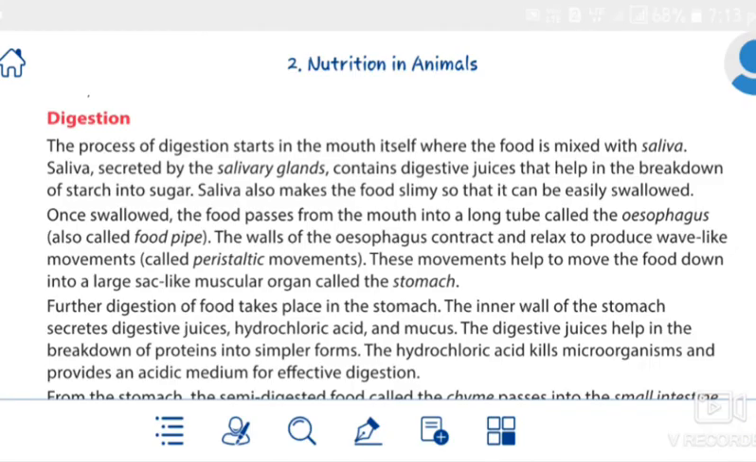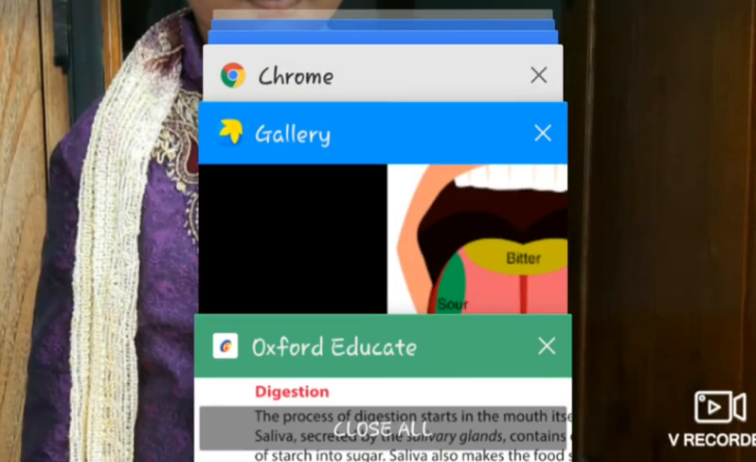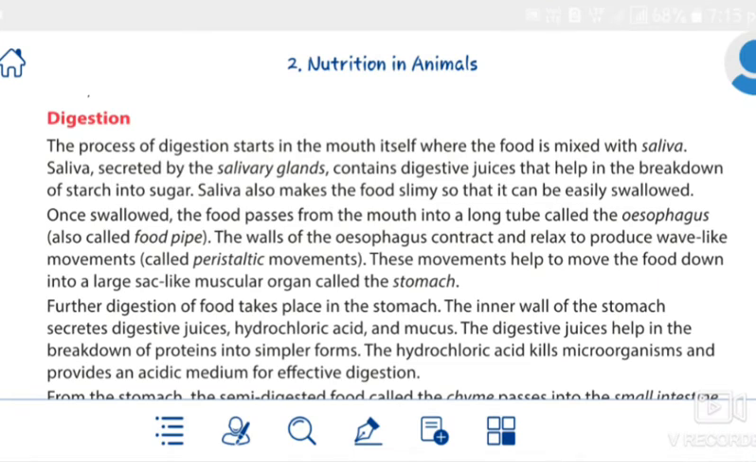And the second stage is digestion. So what does digestion mean? The breakdown of food into simple substances is called digestion. So mainly breaking down is happening in digestion.